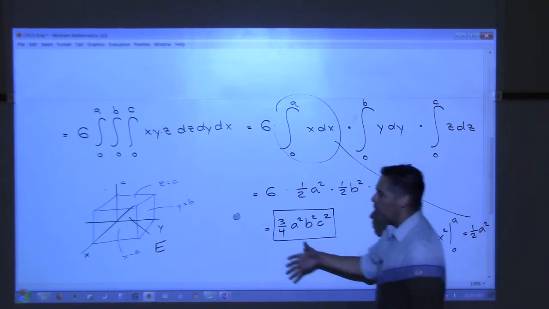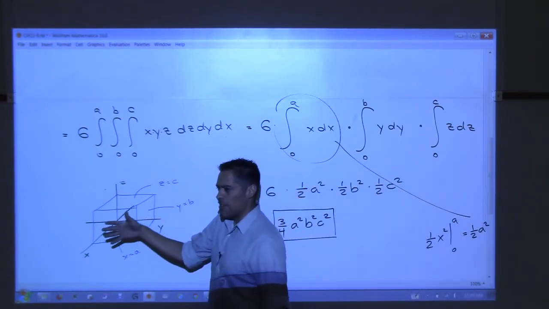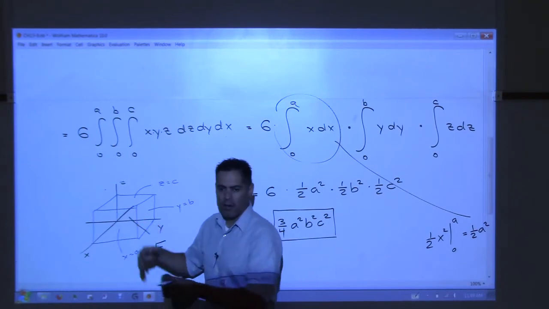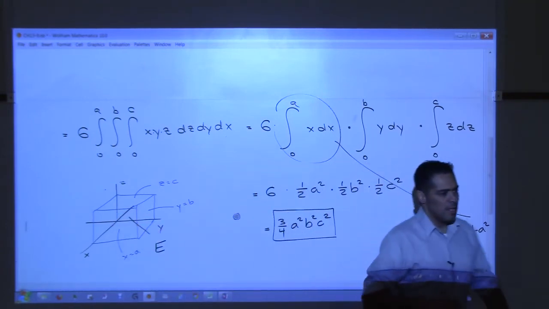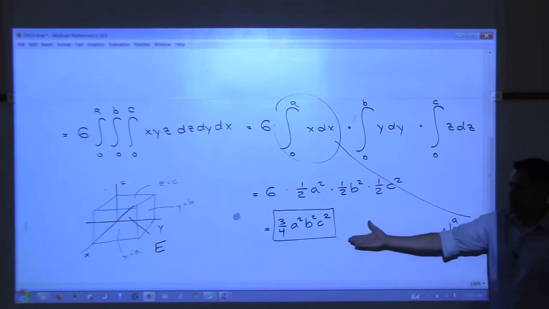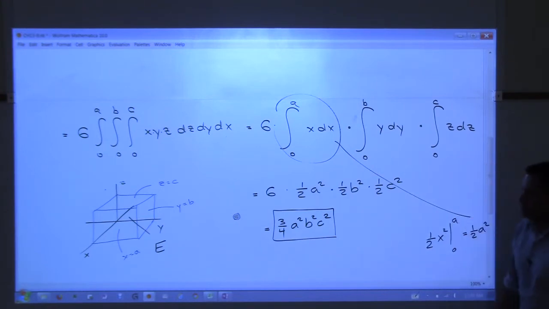So as you move the planes, as you adjust where these planes are and how far out they are, that will have an impact on your flux. Here's exactly how it will impact the flux. It'll impact it by 3/4 of the square of the value of a, b, and c respectively. So I think that one was definitely worth doing with the divergence theorem, don't you? Okay.